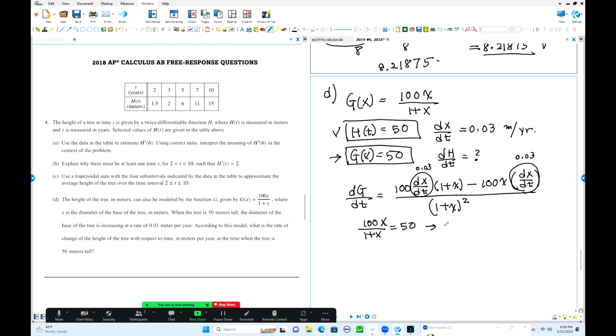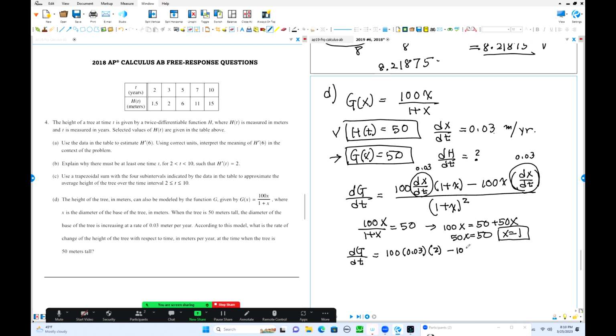From here, we can find 100x equals 50 plus 50x. Minus 50x both sides, 50x equals 50. When g is 50, x is 1, right? So we need this value of 1, not the g value, okay? Now put this number 1 there. So dg dt equals 100 times 0.03 and 1 plus x, which is 1 plus 1 is 2. I'm going to write down 2 there.